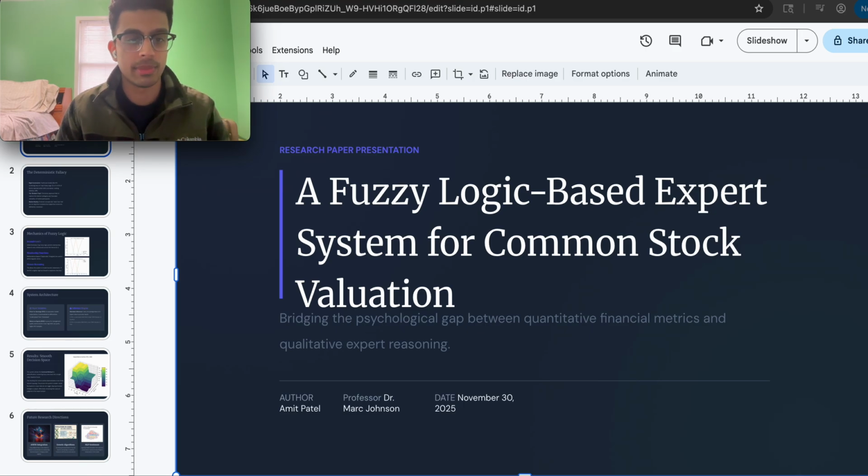Hello, my name is Amit Patel, and I am going to discuss my research project on a fuzzy logic-based expert system for stock evaluation. The motivation behind this project was really to try and introduce fuzzy logic rules to simplify, in linguistic terms, the different kinds of metrics that you see in the stock market.